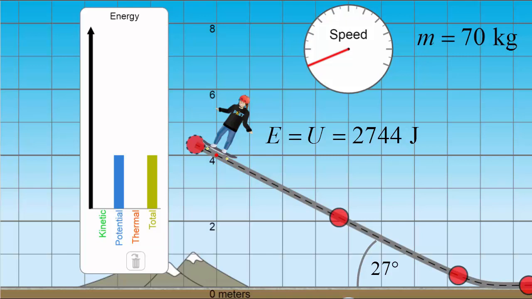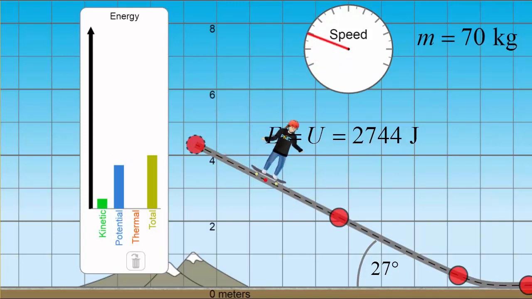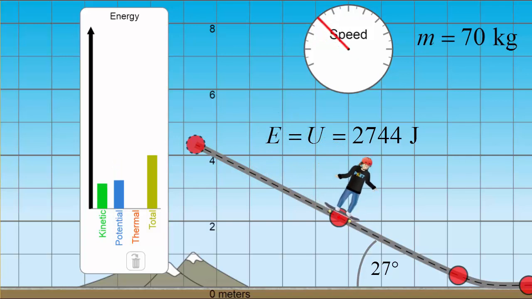Now let's assume the ramp is frictionless. The skater will start to roll down the ramp due to gravity. As he rolls down, he is converting his potential energy into kinetic energy and increasing in speed. This can be seen in the energy graph and the speed dial. The amount of potential energy at any point in time is dependent on the height of the skater at that time. The rest is kinetic energy.